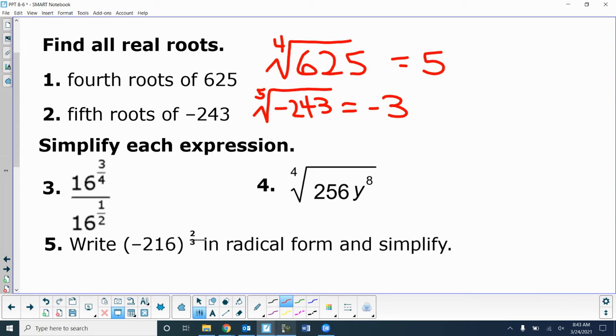Now, number 3. This is a division problem. We have the same base. Our base is 16. That means I can do what with the exponents? When it's division, what can I do with the exponents? If it's multiplication, I could add them. If it's division, I subtract them. Where's the bigger exponent? Is 3/4 bigger or 1/2 bigger? 3/4, right? And how many fourths is 1/2? 2/4, right? So I could change this to 2/4. So what's 3/4 minus 2/4? 1/4. So that's the answer.